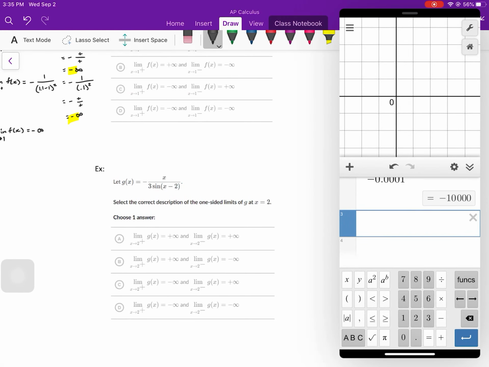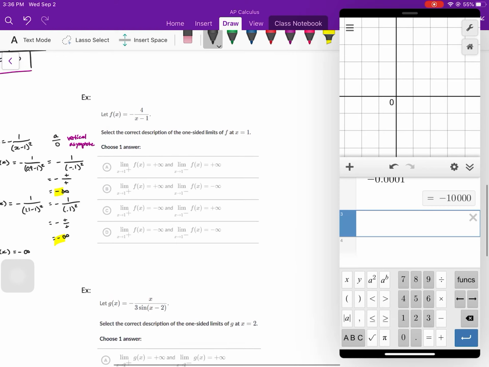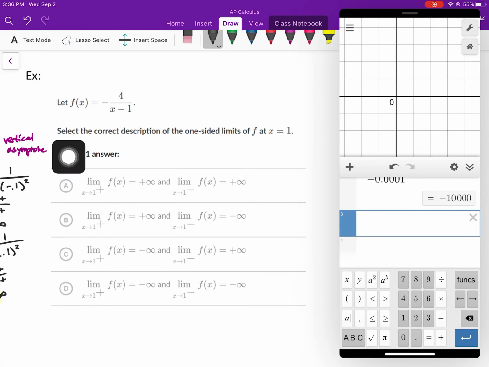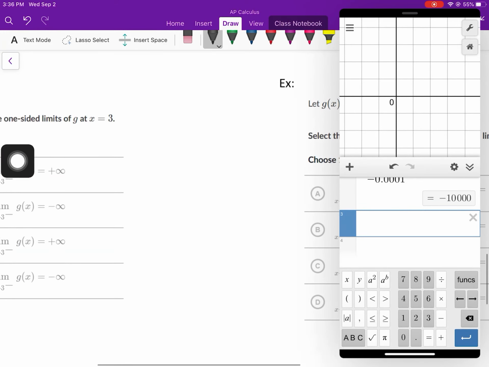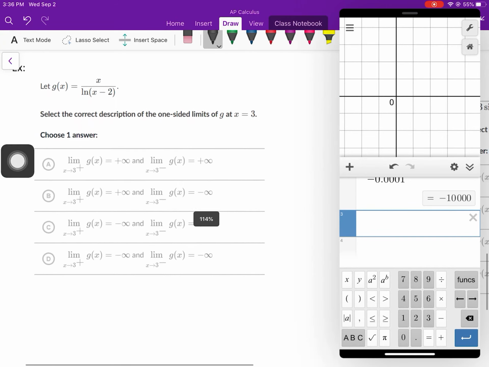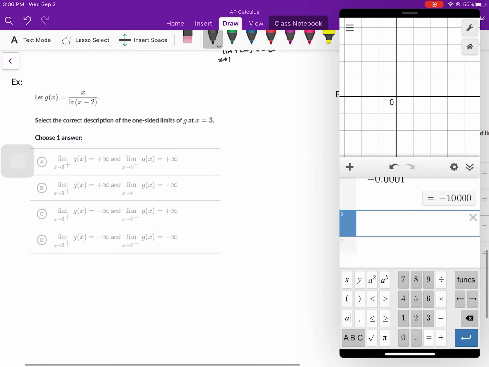Trying to take a look at these to see what we should do. I think it's the same idea here for these as well. This one's very, very similar to what we just did, but dealing with the natural log. So the limit as x approaches 3 from the left of g of x.